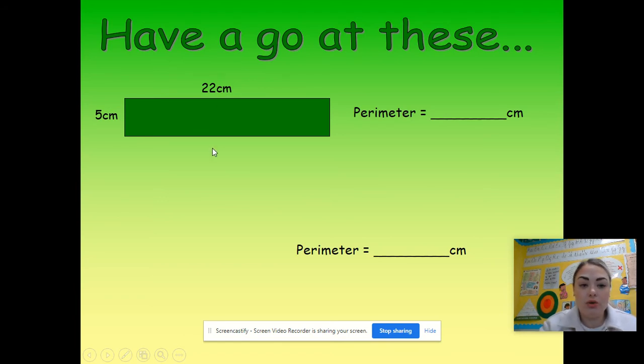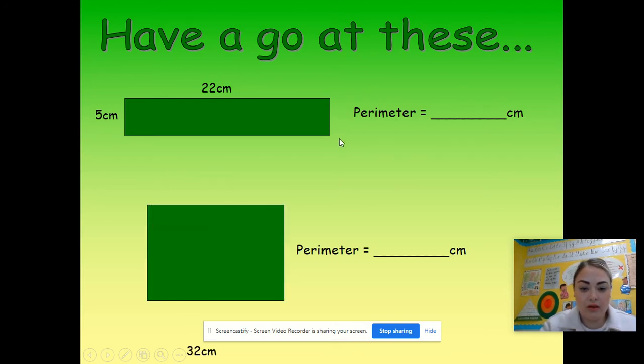So we'd have 22, add 22, which is 44. And then we'd have 5 and 5, which is 10. So 44 and 10 is 54. Then we'd have 32 and 15. Now we know 15 is definitely going to be on this side too. We know 32 down the bottom. So 15 and 15 is 30. 32 and 32 is 64. So 64 and 30 is 94. There you go.